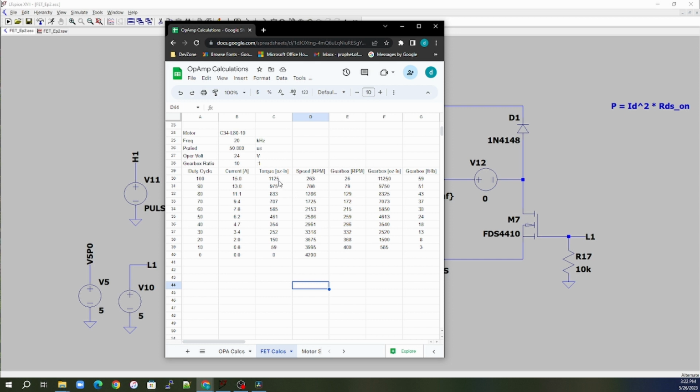So we go from having a max torque output of 1125 ounce inches out to a gearbox with 59 foot-pounds of torque, or 11,250 ounce inches. But when it's pushing that much torque, it's also spinning really, really slow, right? And so I chose that 10-to-1 because of a no-load speed of about 400. And then you can decide at this point, well, how much torque do I really want to give them? Because this is where that PWM comes into play.